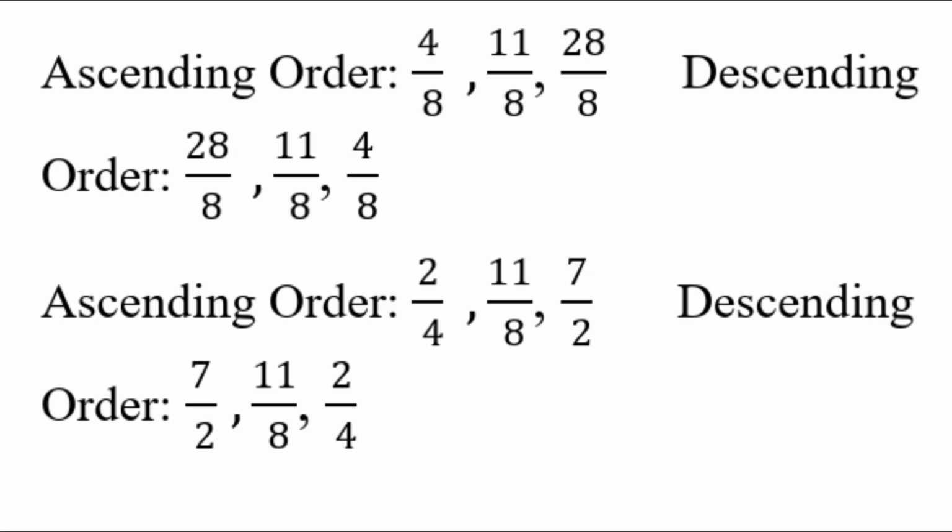Now the original fractions: 4 by 8 means the given fraction in the question, 2 by 4, then 11 by 8 and then 7 by 2 is the ascending order, and the descending order is the opposite: 7 by 2, 11 by 8 and 2 by 4.